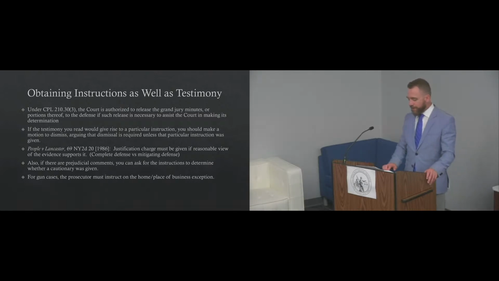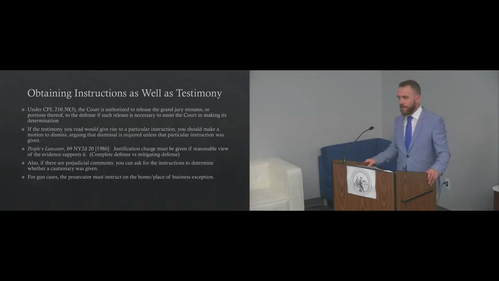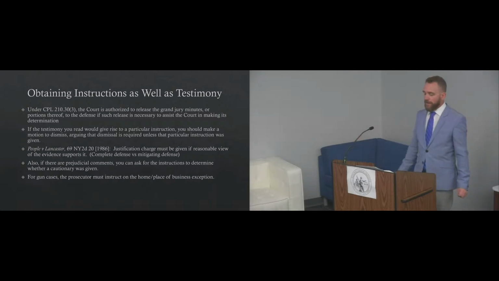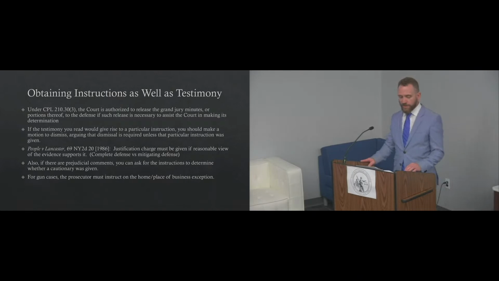One that was getting screwed up a lot a couple of years ago, I don't know if it still is, they'll sometimes forget to instruct on the home or place of business exception on a gun case. That renders the indictment defective. So if you have a gun case, you want to make sure, or at the very least, if the court's not going to give you the instructions, ask the court specifically to look at whether the home or place of business exception was charged in the grand jury.